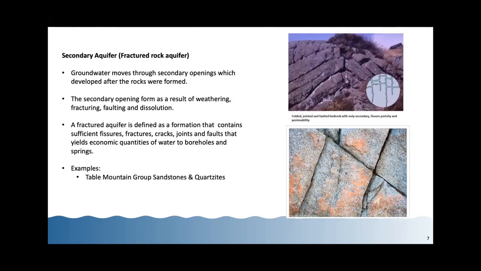If we move on then to secondary aquifers or fractured rock aquifers, that's where groundwater moves through secondary openings which developed after the rocks were formed. The secondary openings formed as a result of weathering, fracturing, faulting, and dissolution. A fractured aquifer is defined as a formation that contains sufficient fissures, fractures, cracks, joints, and faults that yield economic quantities of water to boreholes and springs. So that's basically if you have water occurring in a hard rock formation, that is known as a fractured rock aquifer.